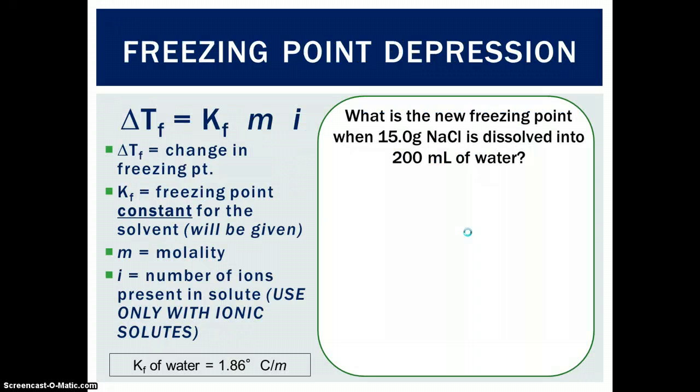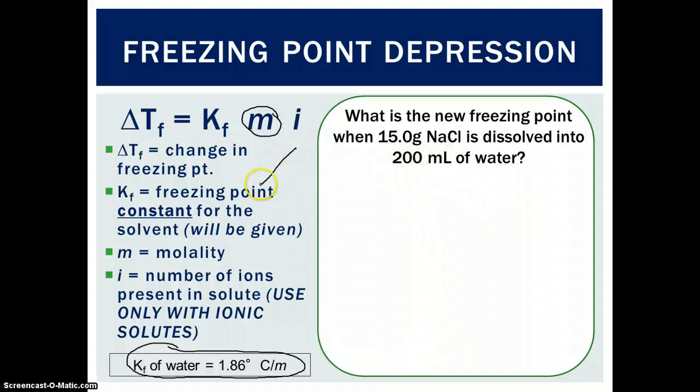Alright, so let's look back at the equation and start to apply the concepts. So here's the equation again. The change in temperature you get by multiplying the constant times the molality times the number of ions. The constant will be given to you, so we already have the constant down here. Let's see if we can get the other pieces of information we need. We're interested in finding what the new freezing point will be when 15 grams of sodium chloride is dissolved in 200 milliliters of water. Okay, we need molality. We have the information we need to get it, but we don't quite have it yet.